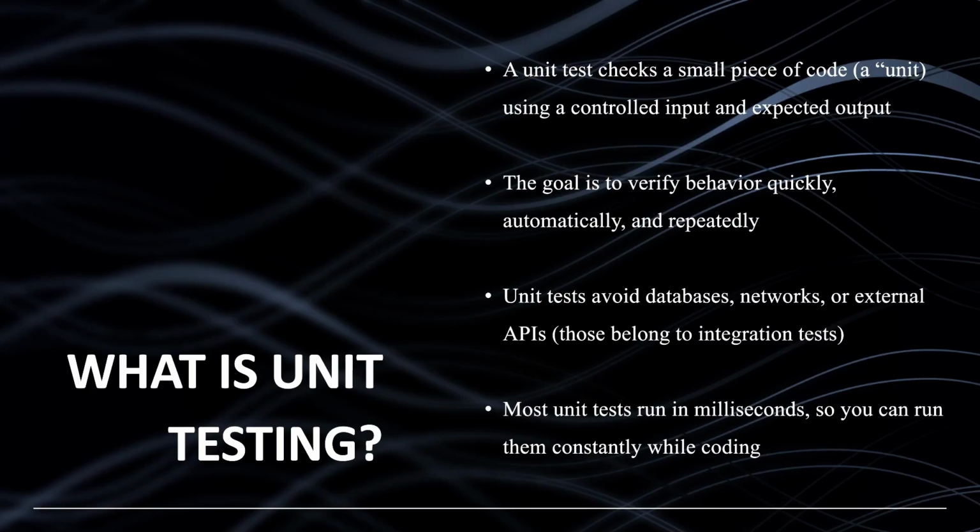Unit tests also encourage better code design because code that is hard to test is often overly complex or tightly coupled. Another key point is isolation. In a unit test, we avoid real databases, real networks, and real external APIs. If we test with those, that's usually an integration test. So, if I'm testing a method that calculates tax, I shouldn't need a database at all, just the input values and the expected result.